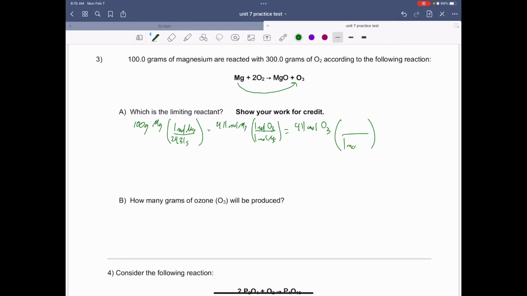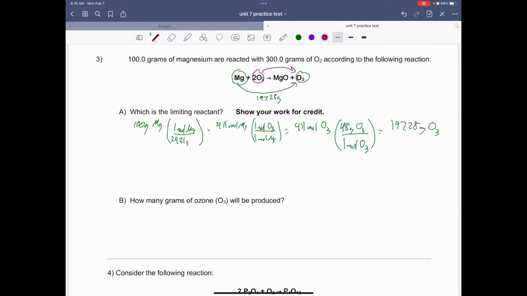That's easy. And now we just have to do the molar mass of ozone. So 1 mole of ozone is, now we've got 3 oxygens. Each oxygen is 16, so 3 times 16 is 48. So 48 grams. So 4.11 times 48 is 197.28. 197.28 grams of O3. All right. So when you have 100 grams of magnesium, you'll produce 197.28 grams of O3. All right, so now we have to compare this and this.